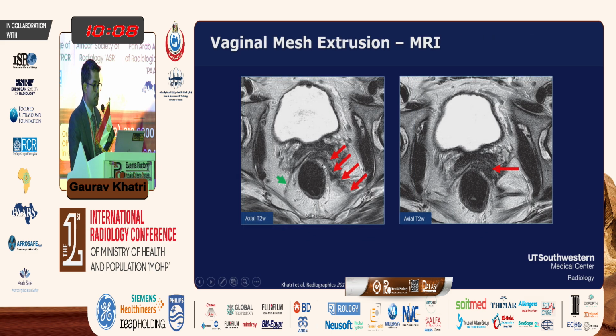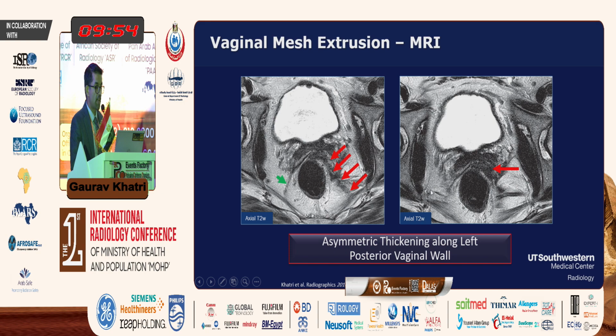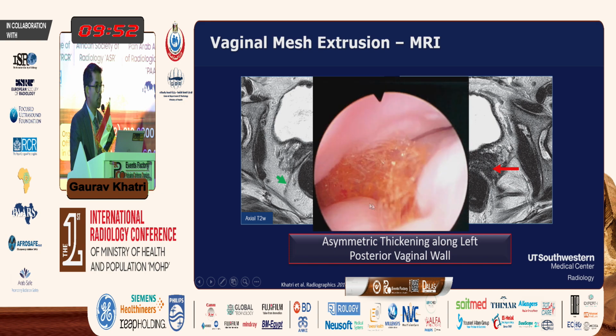So this is the same patient, just some static images. You can see this is the normal right arm of the mesh. The left arm is very, very thick. The left side of the mesh is very thick. And you can see right behind the vagina here, it's very, very thick and abnormal. And then this patient on vaginoscopy actually had the mesh coming through the vaginal wall into the vaginal canal. So this was extrusion of the vaginal mesh into the vagina. And this is what we predicted based on the MRI because this is so abnormal on the left side.